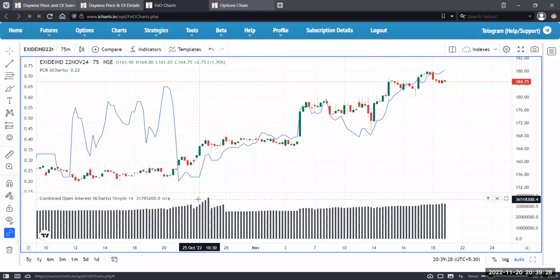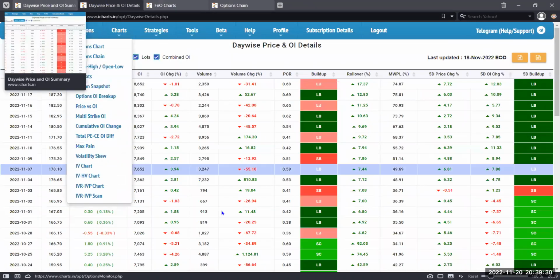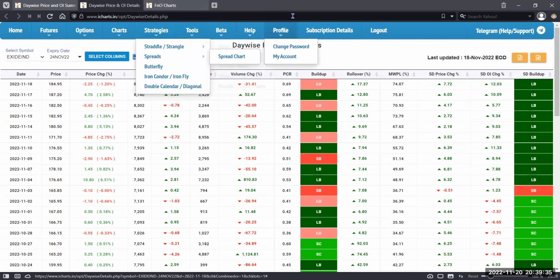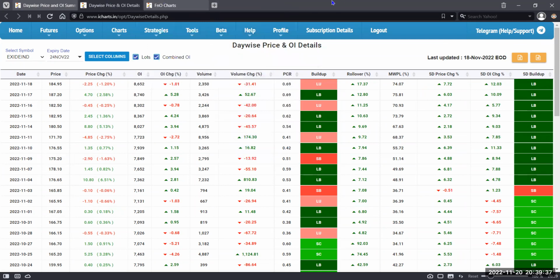Okay. Any questions about Daywise, or can we move to something else? Let me check if any questions have been posted in the chat. There was a question on the IV skew. Somebody said, please discuss IV skew. Okay, another one: please add an option to see IV change for multiple CE PE strikes combined in percentage terms.